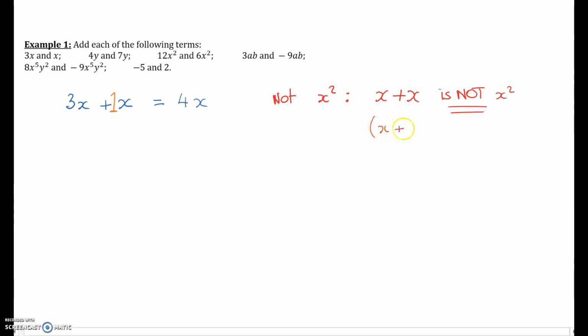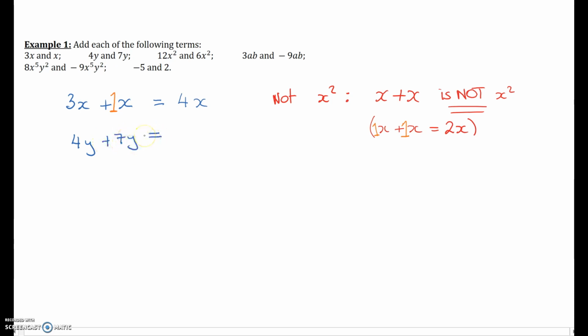x plus x, by the way, if we think about it, we've got invisible 1's in front of both of those, so it's 1x plus 1x, which is equal to 2x. Not 2x squared. That's the point I'm trying to get. When you add x's, you get more x's. Okay, let's go back. The second question we had was 4y plus 7y.